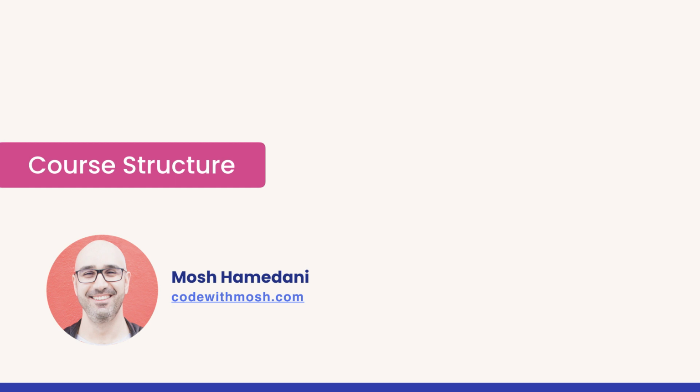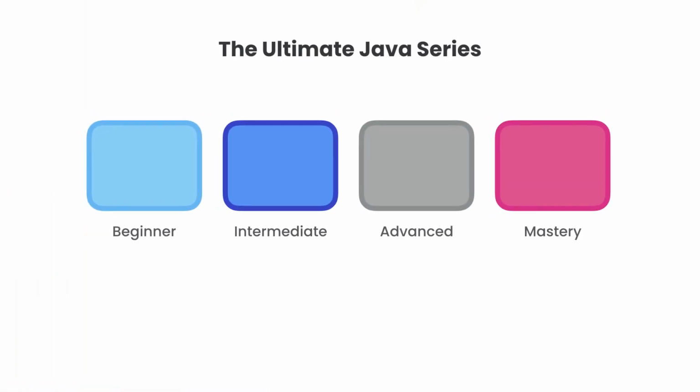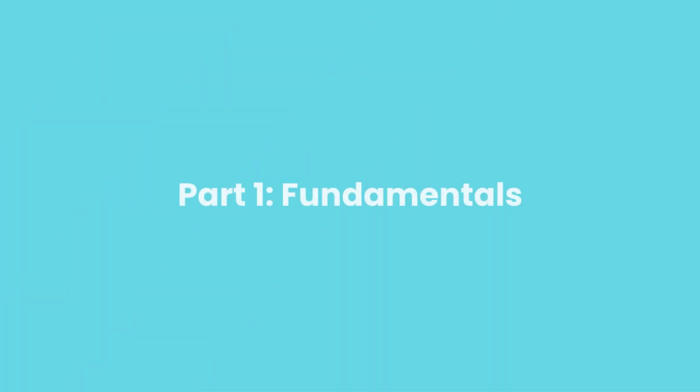Now, let me give you a quick overview of how I've structured this course so you can get the most out of it. This course is the first part of my complete 4-part Java series. Each part is about 3 to 4 hours long, so you can easily complete it in a day or two. In the first part, which is what you're watching, you're going to learn the fundamentals of programming with Java.